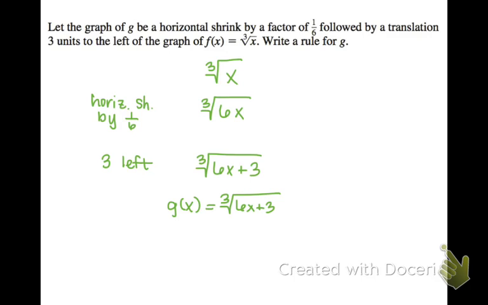Be careful again, left feels like it should be negative, but remember that h value is always the opposite. So since we're moving left, we actually want to add 3. And so that's our final answer. Let's look at another one.